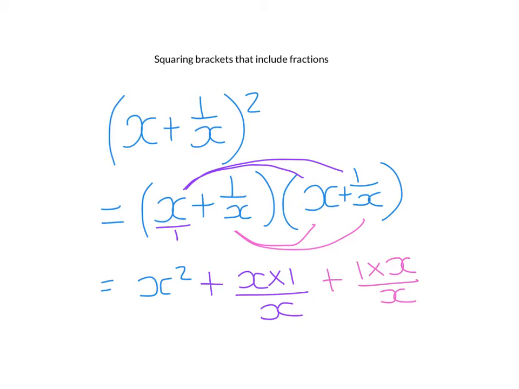And then in the last one, 1 over x times 1 over x is 1 times 1, which is 1, over x times x, which is x squared. To square a fraction, you just square the numerator and square the denominator, because you're multiplying the tops together and you're multiplying the bottoms together. So let's try to tidy this up.